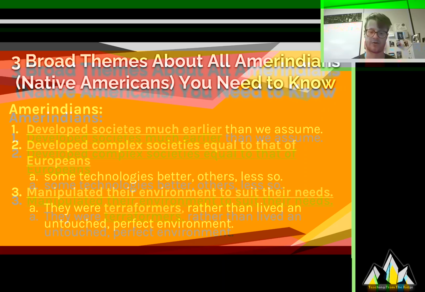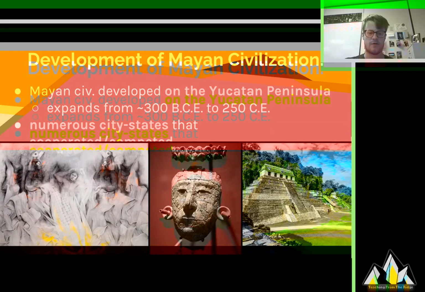And then this is the third one. They manipulated their environments to suit their needs. There is a thesis out there, and this was coming out around the 1970s, that held the idea that native peoples of the Americas lived in a pristine Eden that was untouched by the corruption of Europeans, and that's also equally flawed, because Native Americans were amazing terraformers and really did massively transform the landscape to suit their particular needs. Instead of it being like an untouched rainforest, think of it more like a cultivated garden that they're changing around.